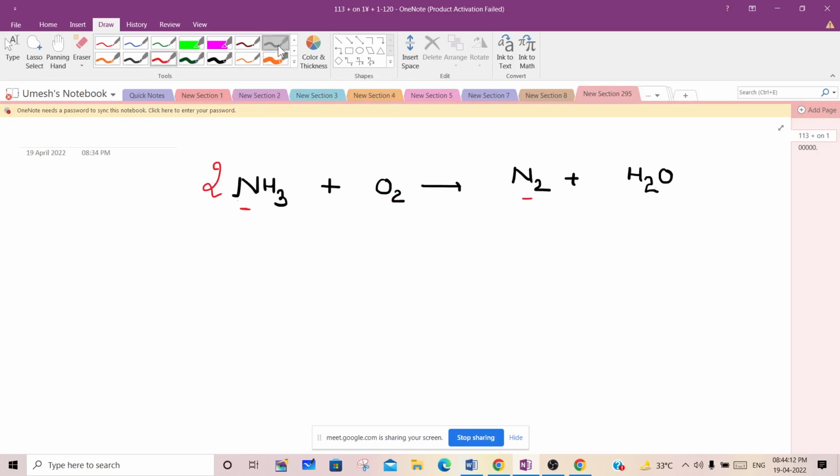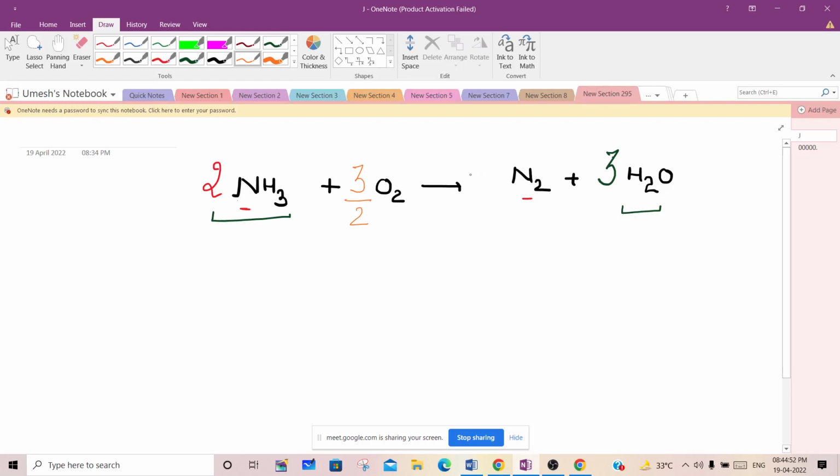Yes, sir. And now I have 6 hydrogen on the reactant side, but I have 2 hydrogen on the product side. So what I will do, I'll multiply it by 3. Then you can see that I have 6 hydrogen on both the sides. But my oxygens are not balanced. Oxygen on the reactant side is equal to 2 and on the product side I have 3. So if I put here 3 by 2, it will become equal to 3.